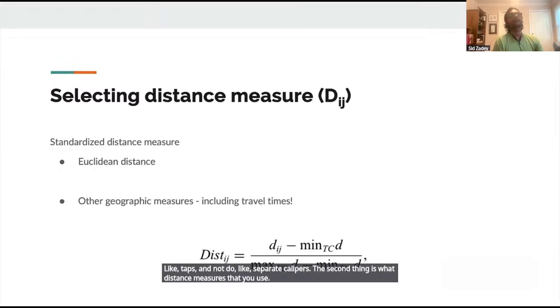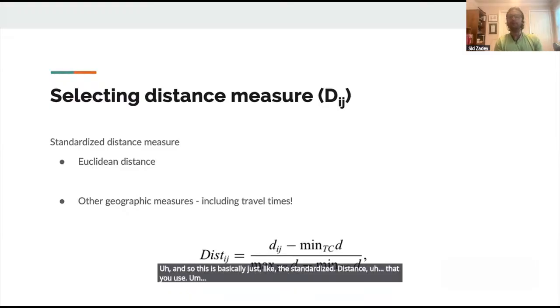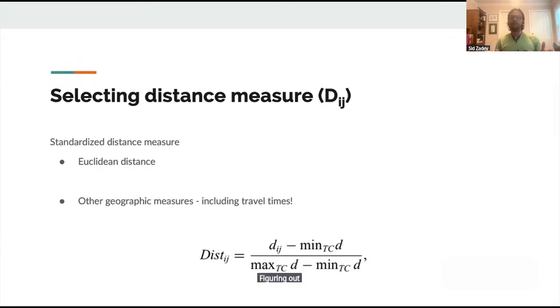Like I said, the easiest one is our typical Euclidean distance. And this is basically just the standardized distance that you use. However, distance at an abstract level is just the idea of figuring out in relative terms how close or far apart things are. And so let's say if you're looking at really long distances, maybe Euclidean distance is not great because the Earth is a sphere, and we know that those distances are calculated differently. But you can also look at travel time.